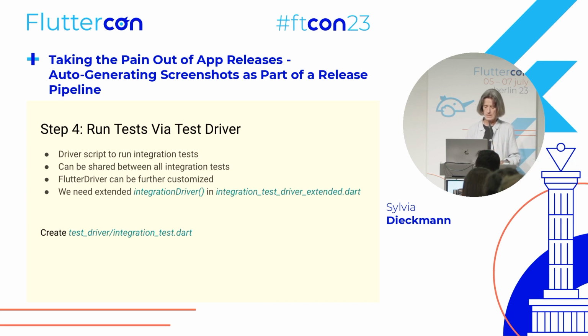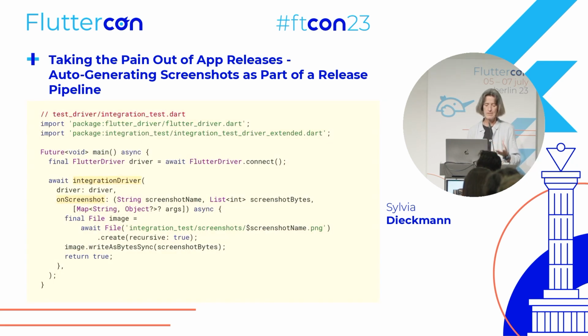So what I'm doing here is I'm creating a file, integration test driver. And all I need to do is override this one callback, on screenshot. And that's the one function that shows how to manipulate the image that I'm getting and how to store it. And so, for example, here I have the path where I expect my screenshots to end up afterwards.